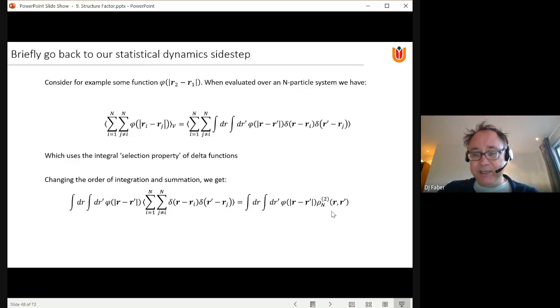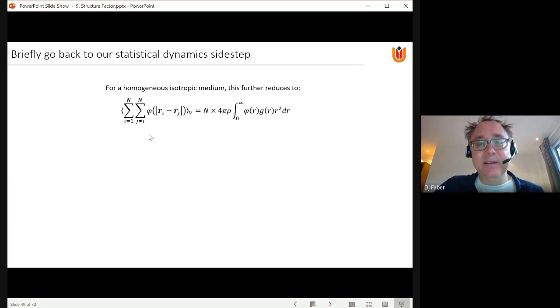Now, for this homogeneous isotropic medium, we had that this two-particle density function was equal to rho squared, the density, times the pair correlation function. So we can make that substitution as well, and then the whole thing simplifies to this expression.